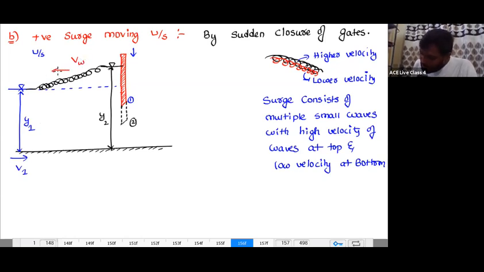If the surge is moving upstream, then tell me, if I want to make it a steady state, here the velocity is going to be V2. To make it an equivalent steady state, I need to apply an imaginary velocity opposite to the direction of flow. This is VW. Yes or no? Now for the equivalent steady state, let's see that.